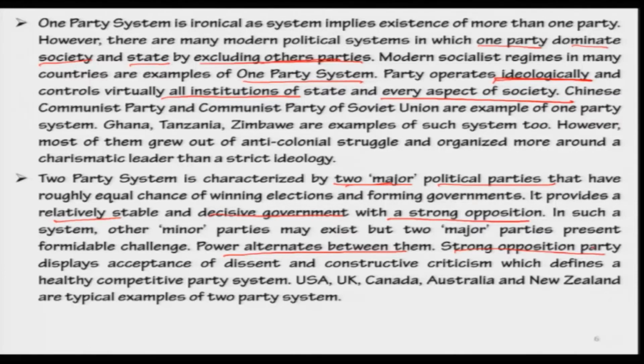So, a strong opposition party in a two party system displays the acceptance of dissent and constructive criticism, which defines a healthy competitive party system. So, USA, UK, Canada, Australia and New Zealand are typical examples of two party system.